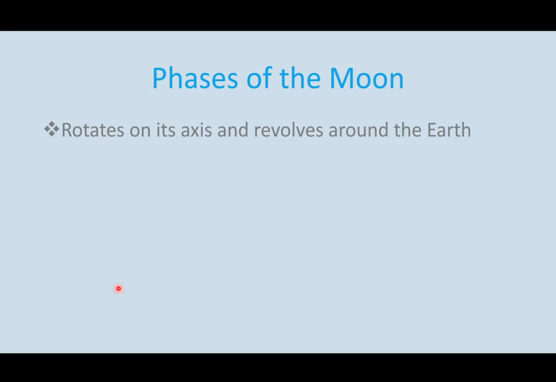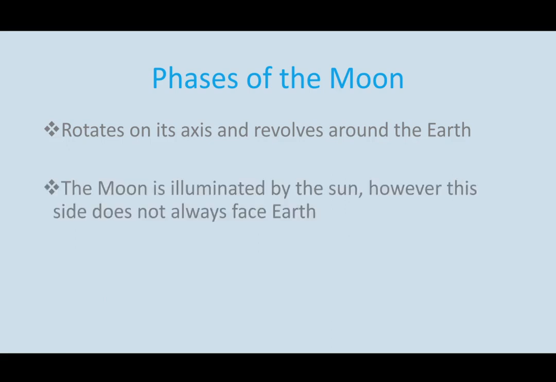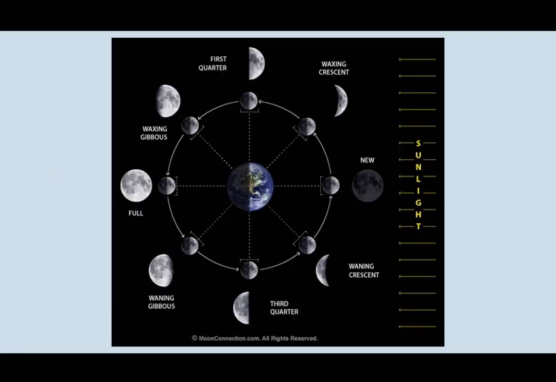Next is phases of the moon. Similar to Earth, the moon also rotates on its axis and revolves around the Earth. And the moon is illuminated by the sun. However, this side does not always face Earth. So the part of the moon that is illuminated, or the part that we can see, doesn't always face Earth. That means the amount of lit moon we can see will vary. And that's where we get the phases of the moon.